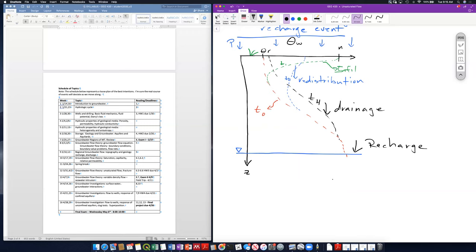One thing we can think about is the infiltration rate. We do have a function to calculate the infiltration rate.